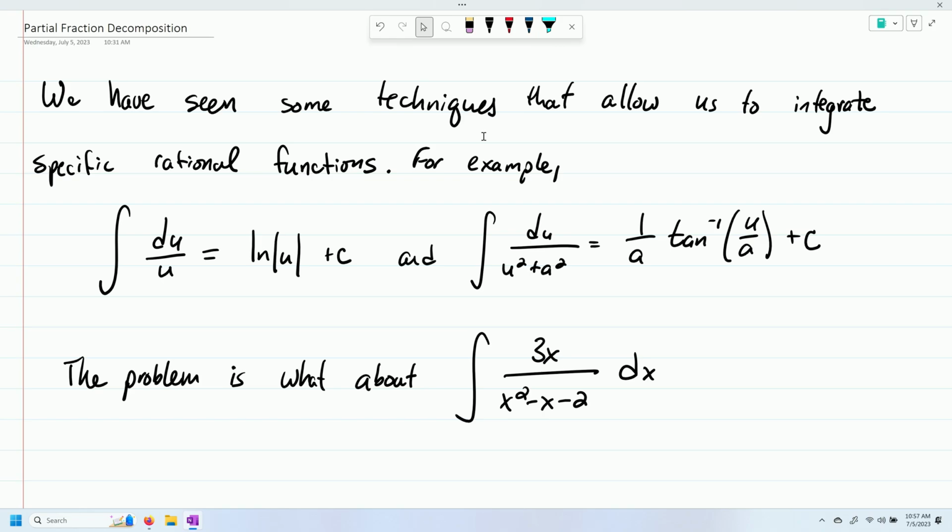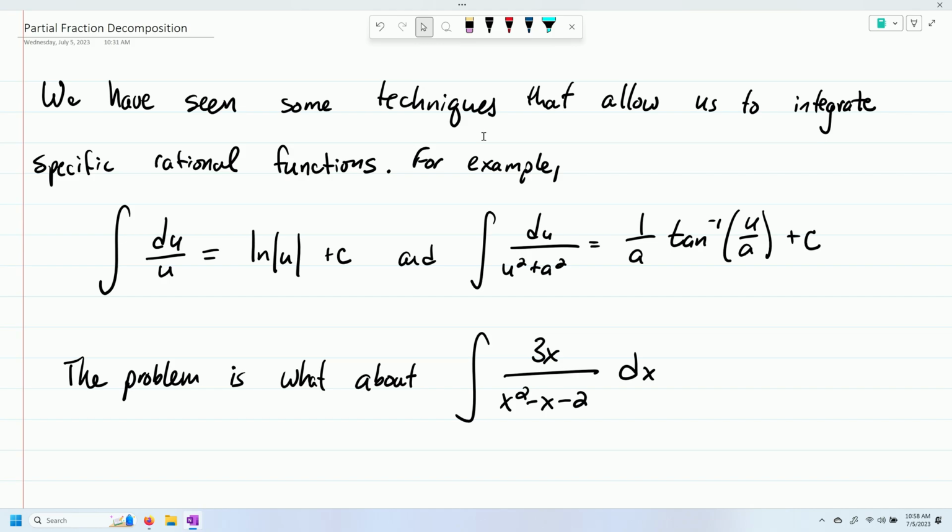So we have seen techniques that have allowed us to integrate specific rational functions. Now remember, rational functions are basically a ratio, numerator over denominator, where you have polynomial expressions in both. For example, we've learned that the integral of du over u is the natural log of u plus c, and something a little more complicated, the integral of du over u squared plus a squared, is equal to 1 over a inverse tangent of u over a, plus c.